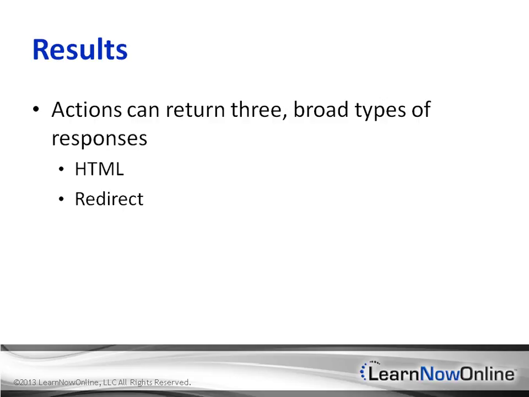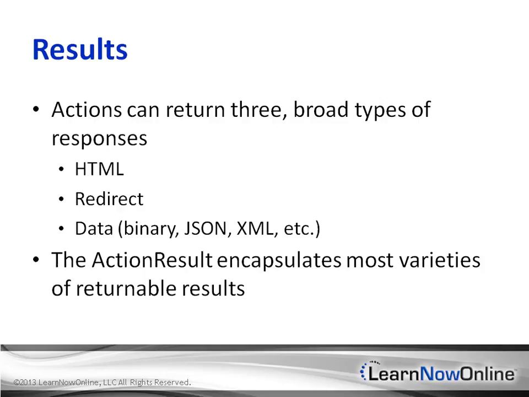It'll do a redirect either to another action or to some other view. Or it can return data, and that data can be binary like image files or PDFs. More common data results are things like JSON or XML, but some kind of data that's going to be consumed by some other client. The action result object encapsulates most of these varieties of returnable results, so it's one of the more generic things you can have an action return, and it covers a lot of ground.